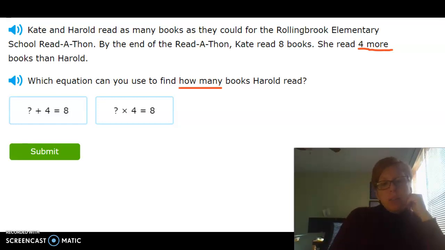And if I look at my options, we have some number, and if we add 4 to it, we make 8. Let me look at this problem to see if it makes sense. So if Kate read 4 more books than Harold, she read 8, and she read 4 more, so that means Harold read whatever we add on 4 to make 8. And if we know our simple math, we know that 4 plus 4 is 8. So Harold read 4 books. Very good. Let's do one more together.